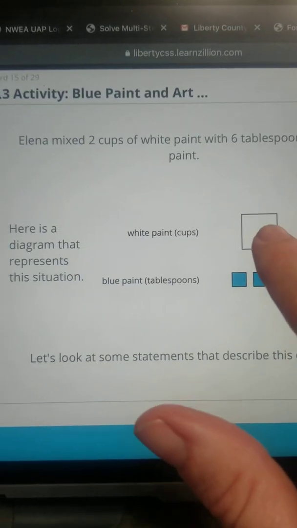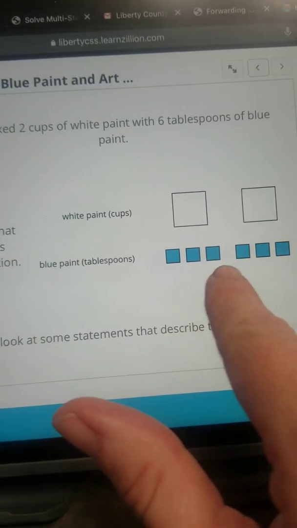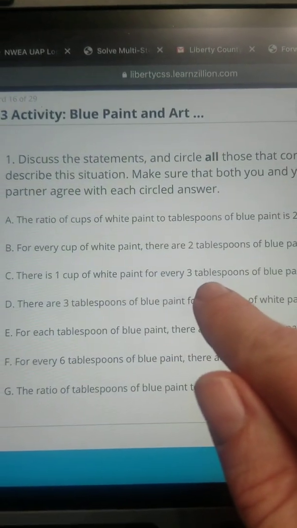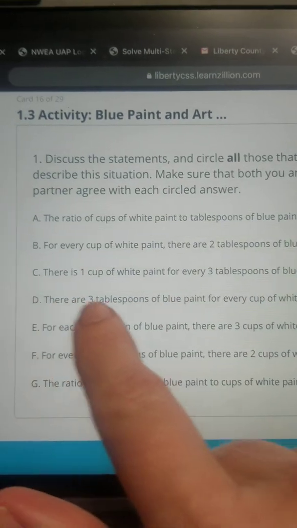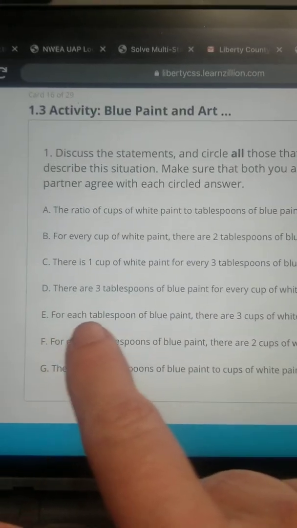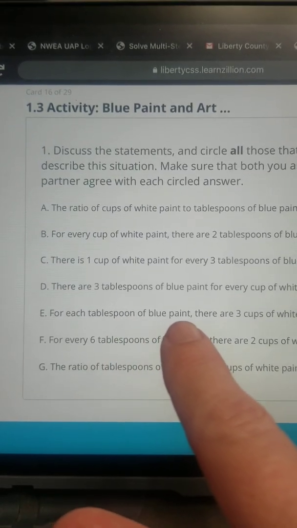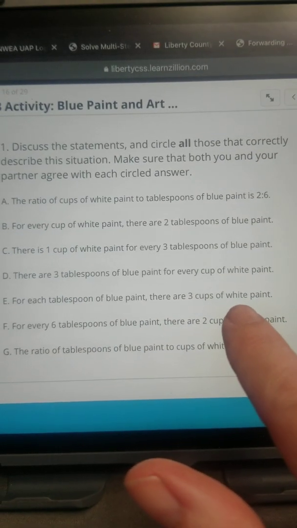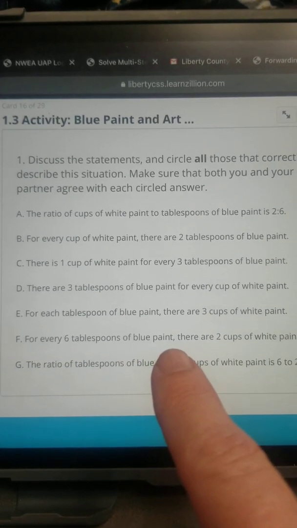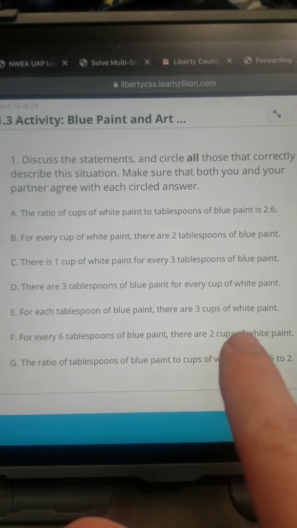For every cup of paint, there are 3 tablespoons. It's not that one. There is 1 cup of white paint for every 3 tablespoons. There are 3 tablespoons of blue paint for every cup of white paint. For each tablespoon of blue paint, there are 3 cups of white paint. For every 6 tablespoons of blue paint, there are 2 cups of white paint.